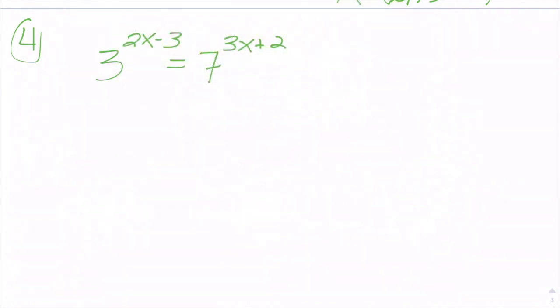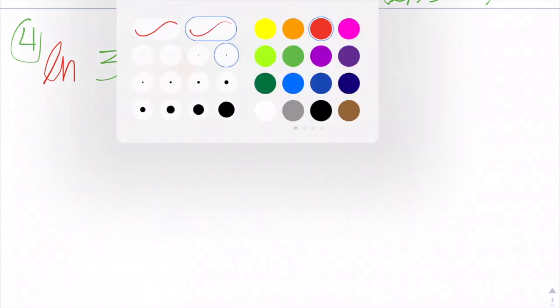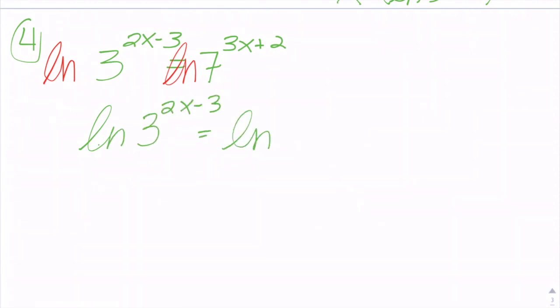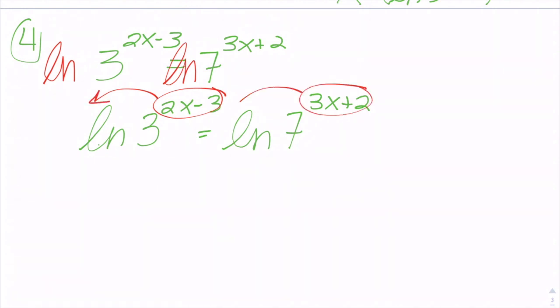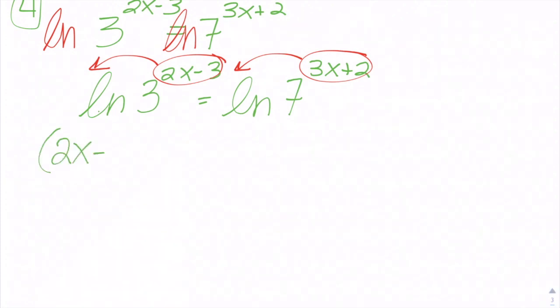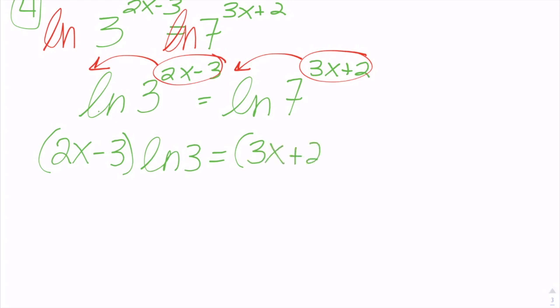And so the natural log of each side, so you have the natural log of 3 to the 2x minus 3 equals the natural log of 7 to the 3x plus 2. Using our logarithmic properties, we're going to move each of our exponents to the front. So we have 2x minus 3 times the natural log of 3 equals 3x plus 2 times the natural log of 7. And so remember that the natural log of 3 and the natural log of 7 are just numbers.